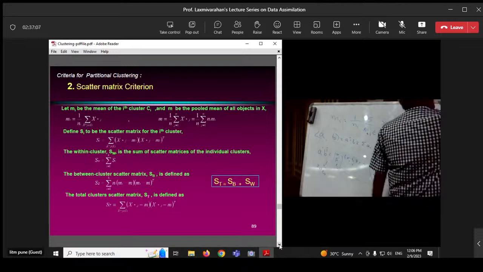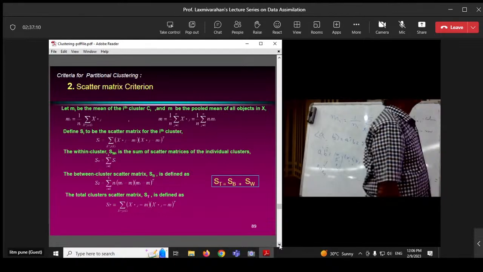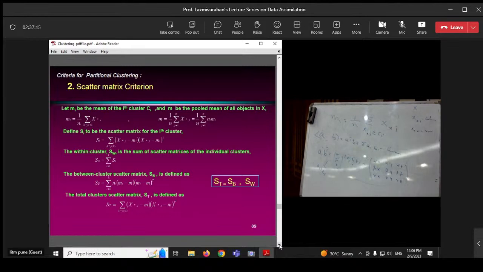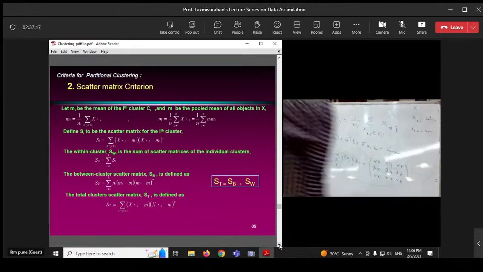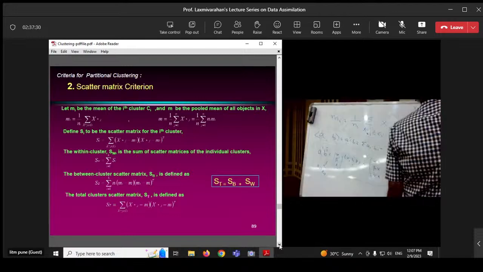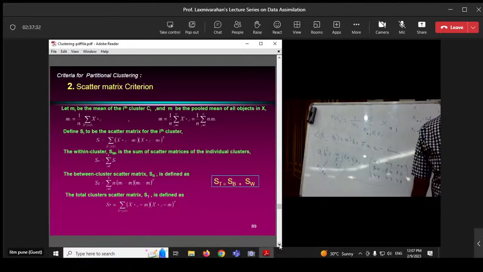So Mi is the center for each cluster. M is the global mean of all the clusters, because I have a set of n points. It has a centroid, right? So M is a global centroid. Mi's are the centroids of the ith clusters. So define the scatter matrix of the ith cluster. Look at all the columns that belong to Ci, because I'm interested in Si. Si is the scatter matrix for the ith cluster.